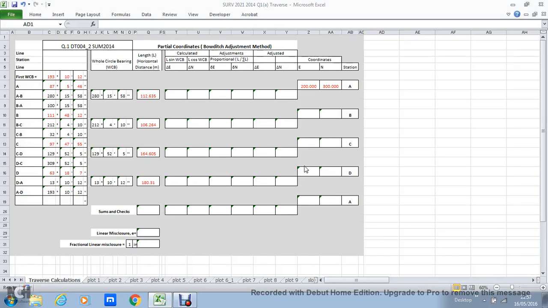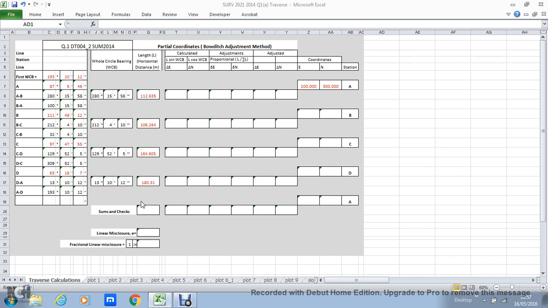Hello, this is Garrett Keane, continuing the series of videos on the solution of the traverse question from the summer paper 2014. It's a four-sided traverse, and at the end of the last video, the stage we got to is that for each line A to B, B to C, C to D, and D to A on the traverse, we had a whole circle bearing and the distance for the line, the corrected whole circle bearing and the corrected distance for the line.